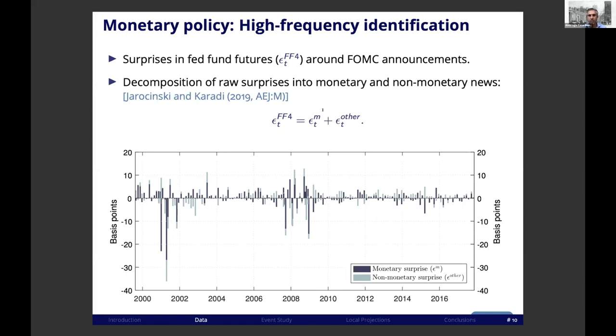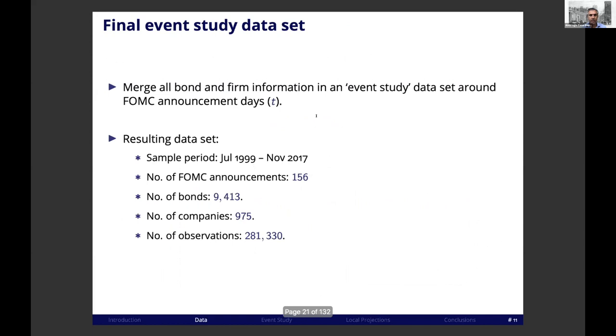What I'm going to be doing here, at least in this presentation, is to focus on this epsilon M, which is what you can think of as an exogenous monetary policy change. So our final data set is going to be the combination of all this bond and firm level information into an event study data set around the FOMC announcements, which we denote with T. The resulting data set covers almost 20 years of data. We have almost 160 FOMC announcements, around 9,000 bonds, around 1,000 companies, and almost 300,000 observations.